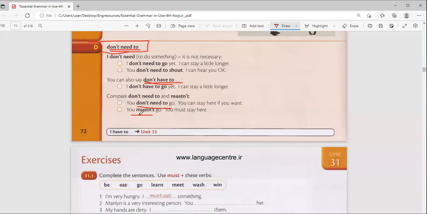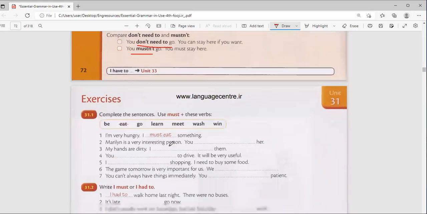So must is very strong. It's wrong. You mustn't go. So it's wrong. If you go, it's going to be wrong. Are we together there? Yes. Very good.